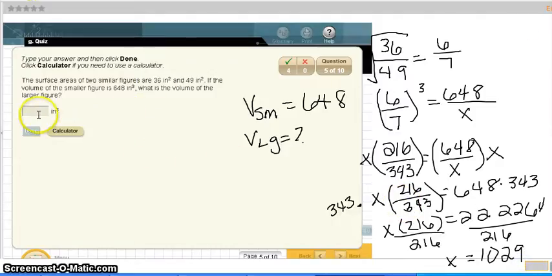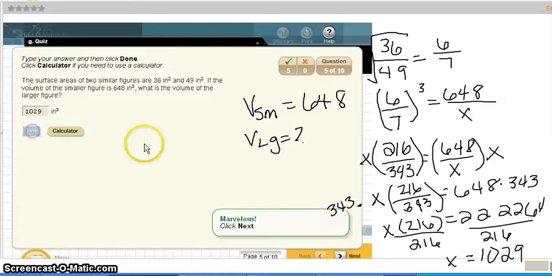For problems like this, you just have to remember the relationship. Surface area is your similarity ratio squared. Volume is your similarity ratio cubed.